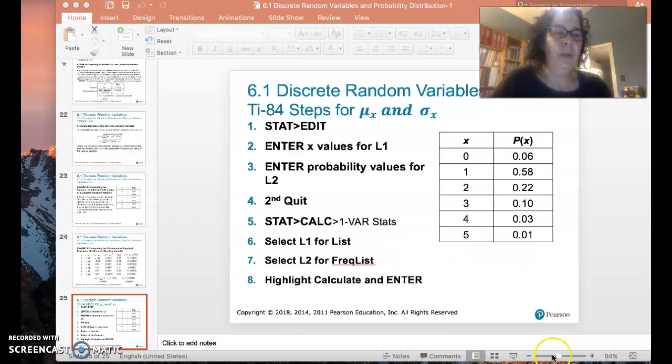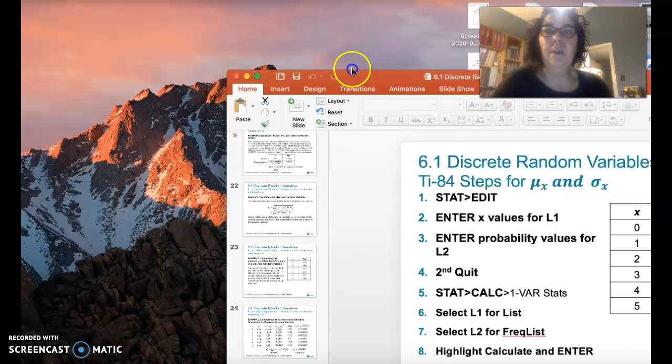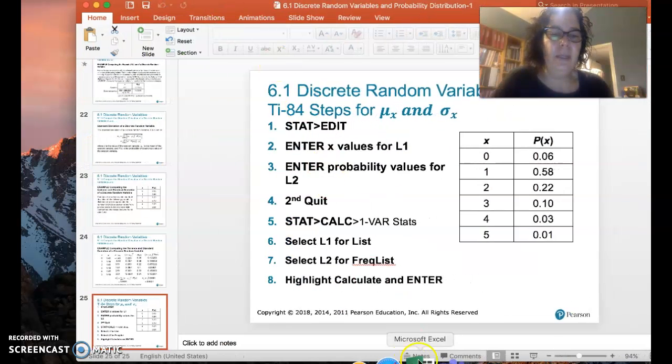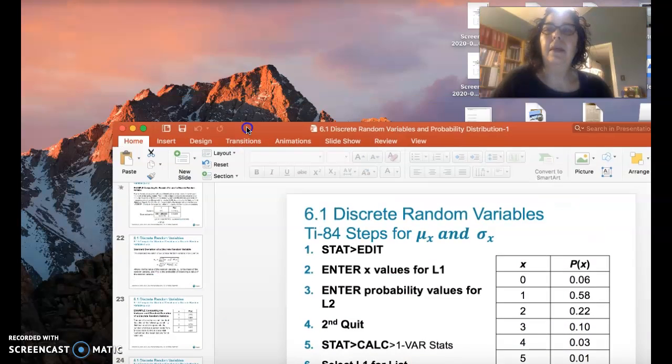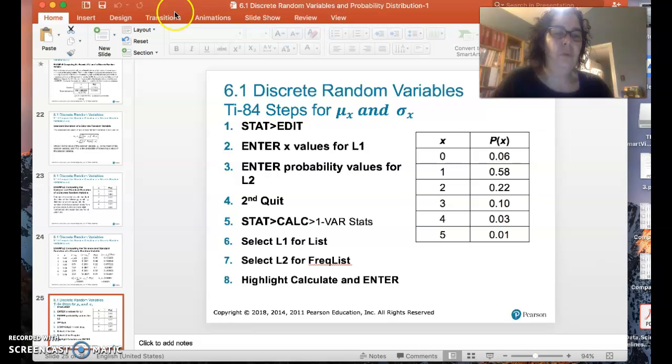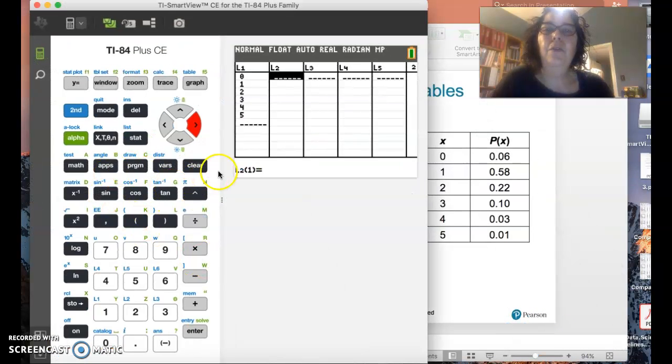So I'm going to pull out my calculator here to remind you and show you the commands on the calculator screen. Okay, so I entered the x values.